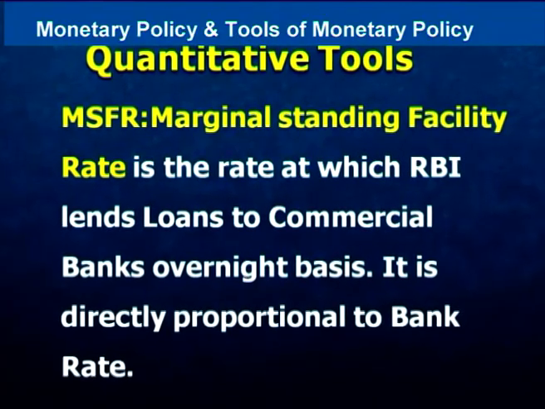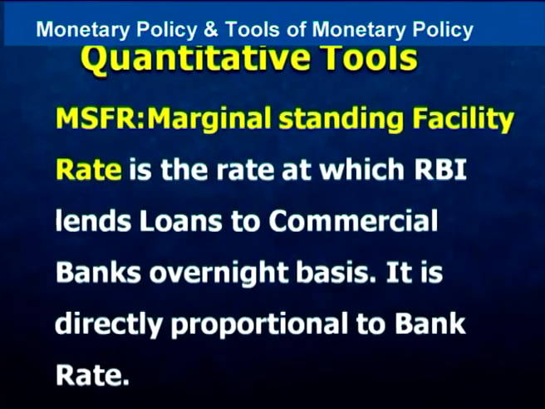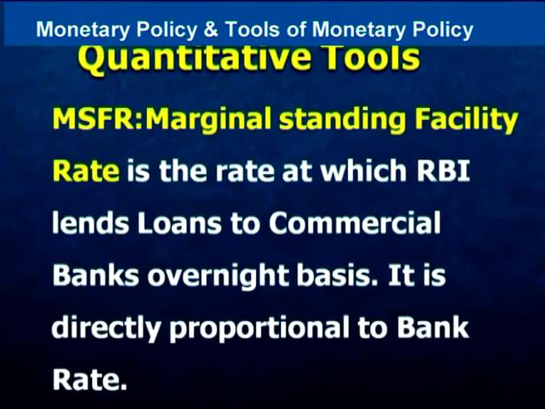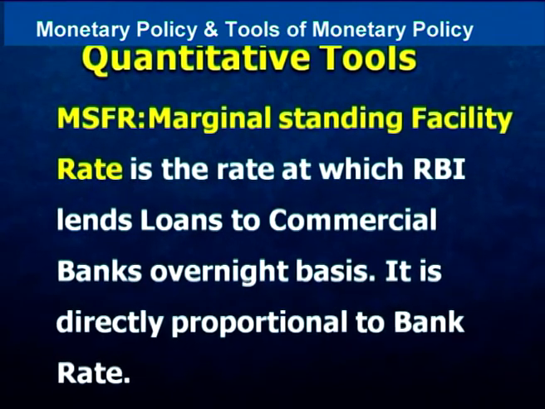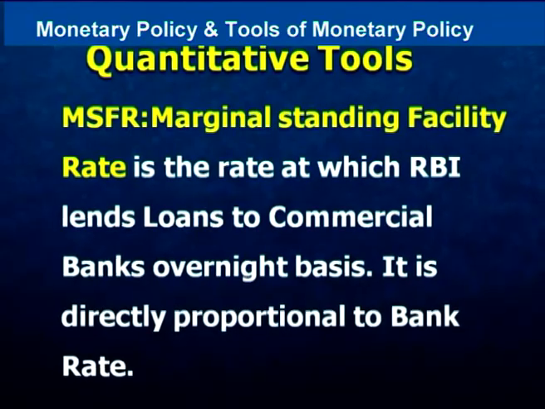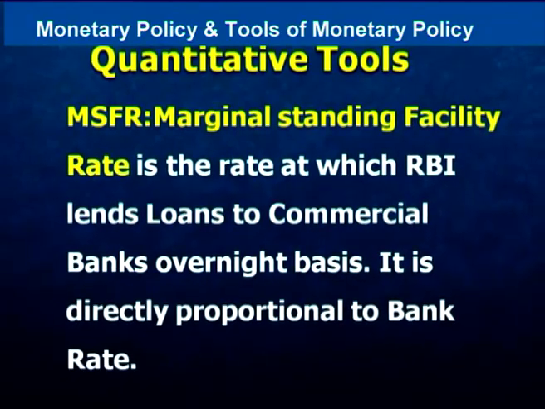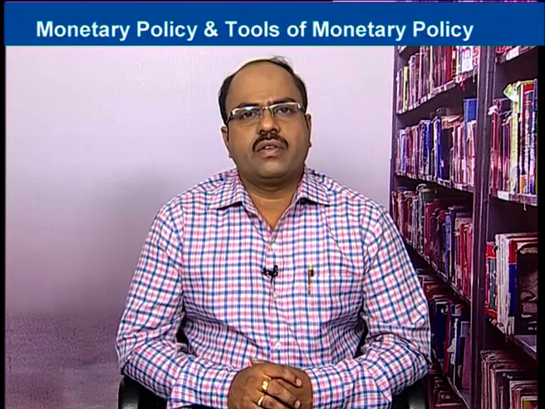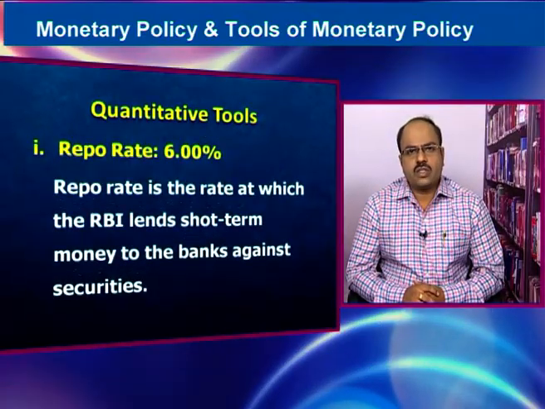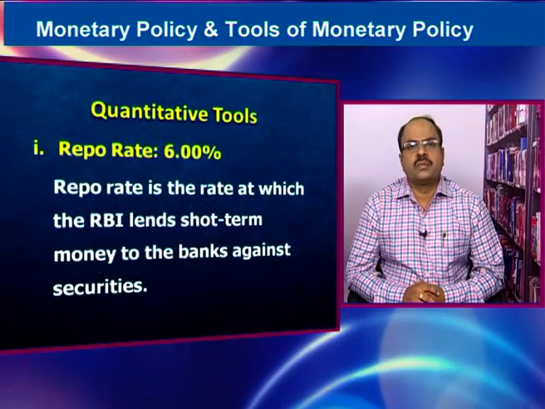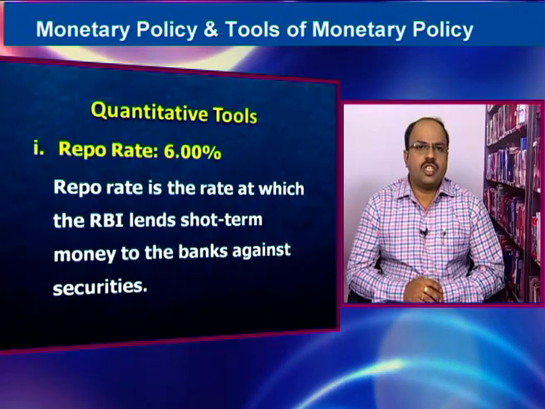So, this MSF rate is the rate at which RBI lends on an overnight basis. If a very urgent requirement is there for commercial banks, they get loans at the MSF rate only. When it comes to the other quantitative tools, we see the repo rate. So, repo rate as of today is 6%. For the next time it may change.